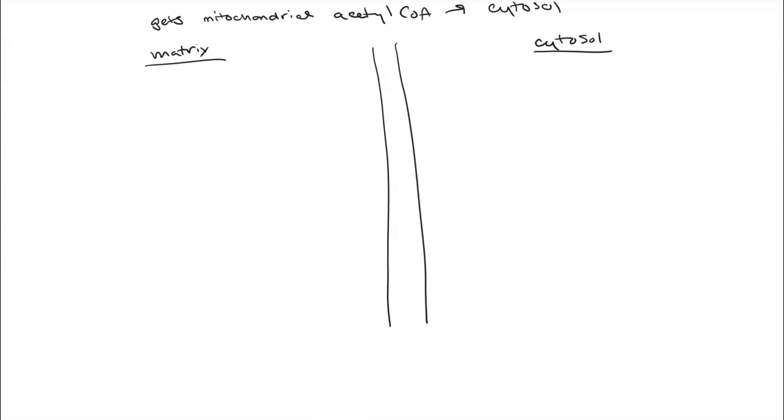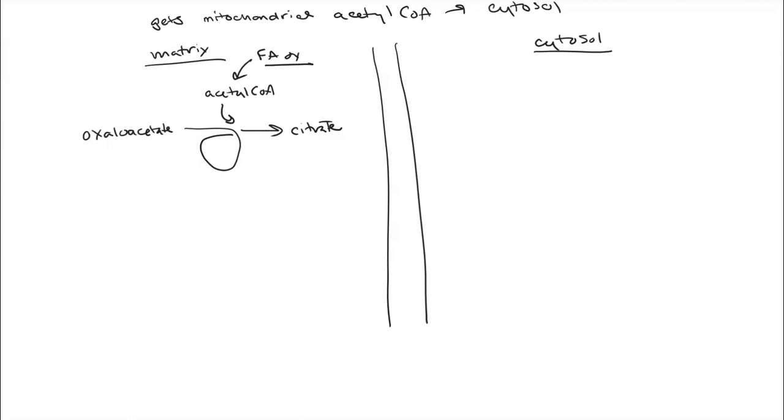And on the matrix side, if we have our oxaloacetate, this can feed into the TCA cycle and couple with acetyl-CoA, yielding citrate, which we've seen as the first step. And we can get this acetyl-CoA from fatty acid oxidation, primarily, as well as from other mechanisms.